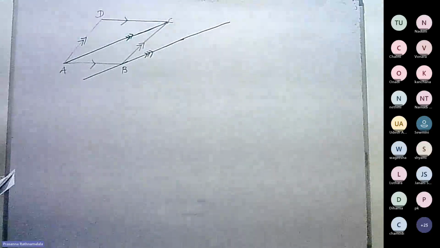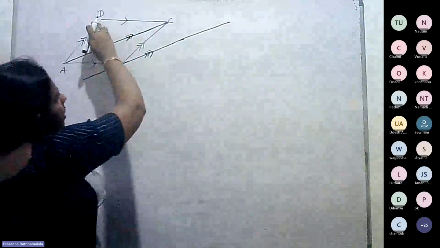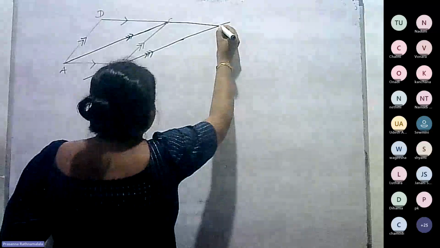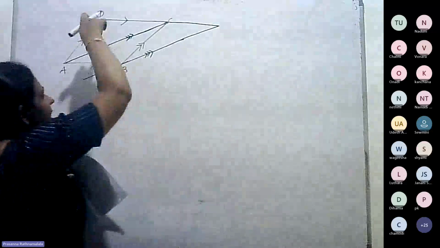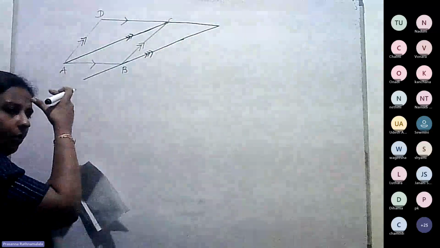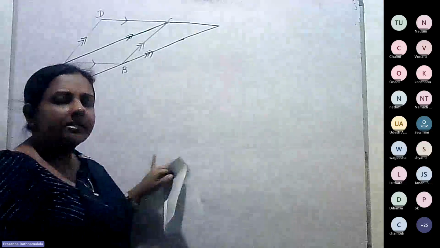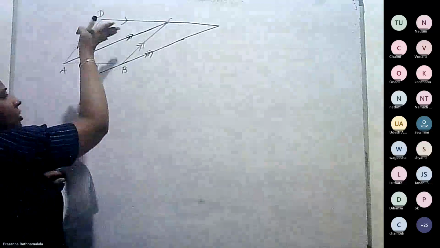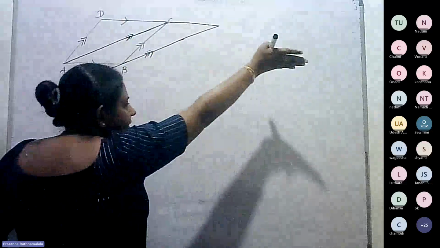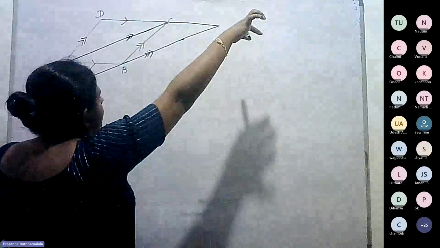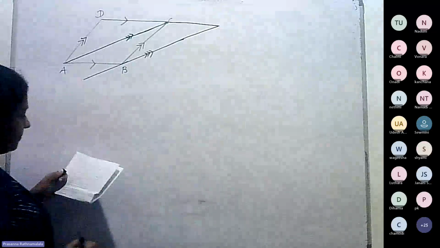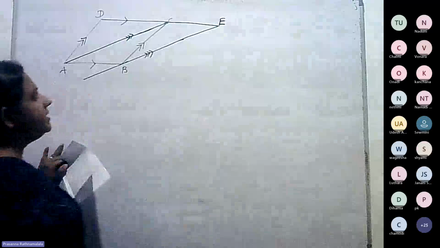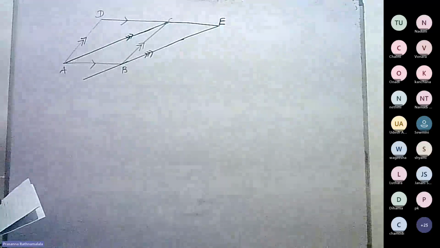The line intersects the produced DC. Produce DC, you get the direction. You produce it to the left direction, and here you produce it to the right direction, in the DC direction, right? And produce DC to E. This is point E, right?